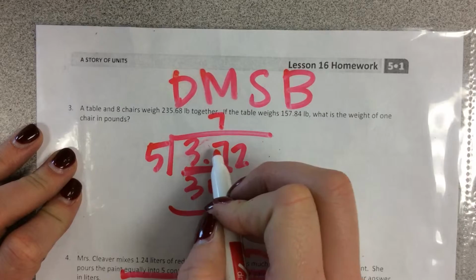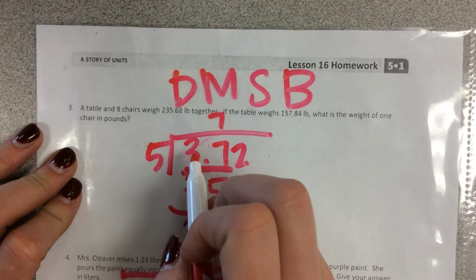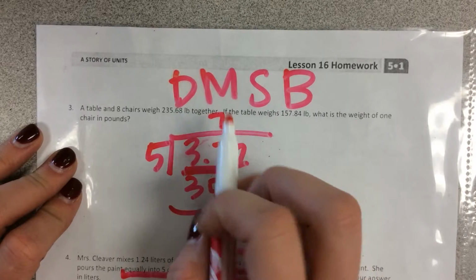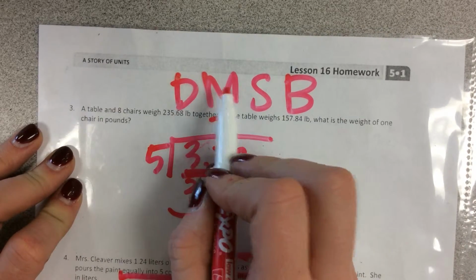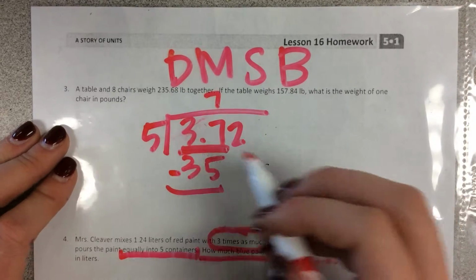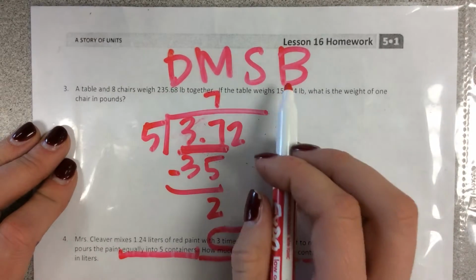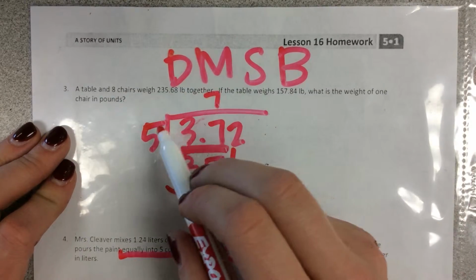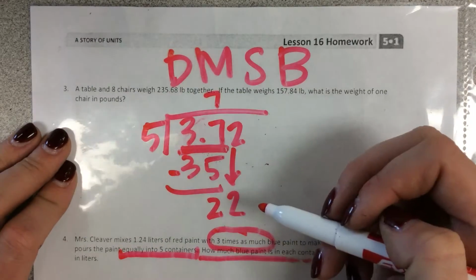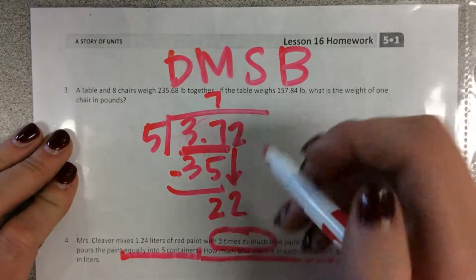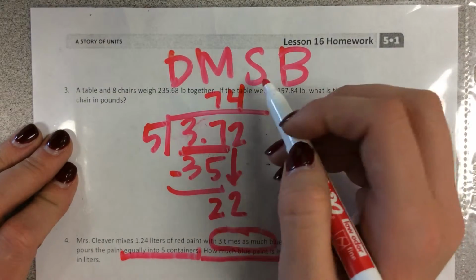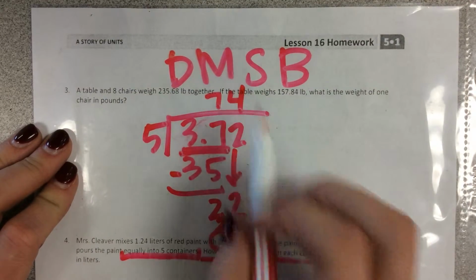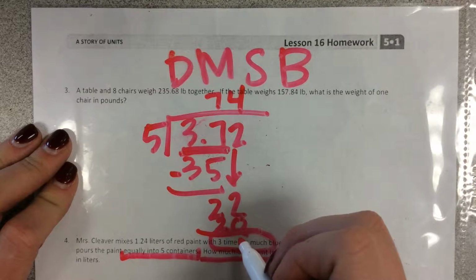Notice how I put the 7 above the 7 because it couldn't go into the 3. It could only go into the 37, so put your 7 over here. 7 times 5 is 35, so we multiply, let's subtract. 37 minus 35 is 2. Last step, bring down. Bring down that 2. 5 goes into 22. How many times? Well, I know 5 times 4 is 20, and we can't go on to 25, so I'm going to put 4 here. 4 times 5 is 20, so now we need to subtract. 22 minus 20 is 2.